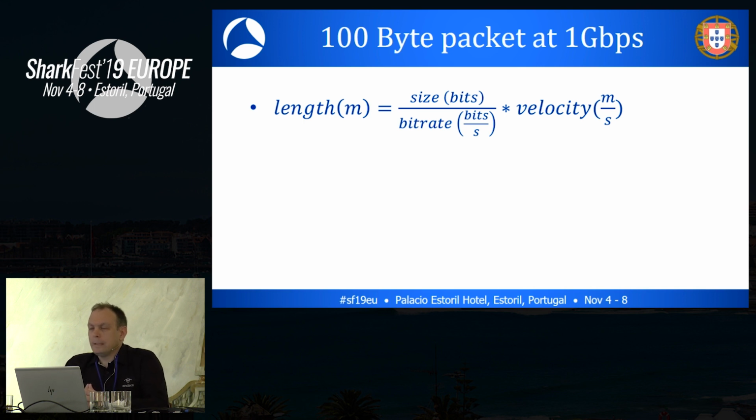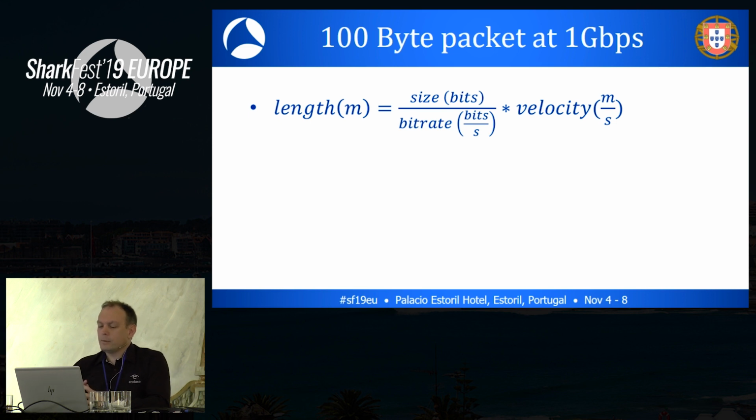It's pretty straightforward. So length is the size of the packet in bits divided by the bit rate times the velocity. If you look at the first part of that, bits divided by bits per second, the bits cancel out, you're left with seconds. So that's just how long does it take to send a packet at a particular line rate. And then velocity is the speed of the signal within the media. And the seconds, again, cancel out, you're left with meters.